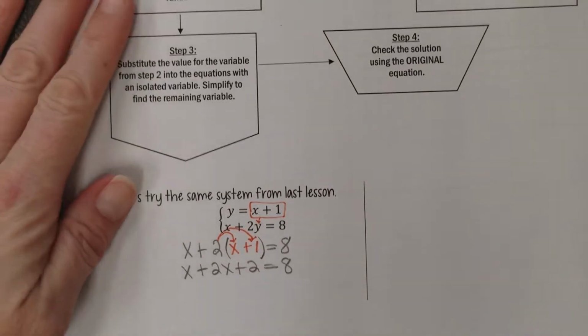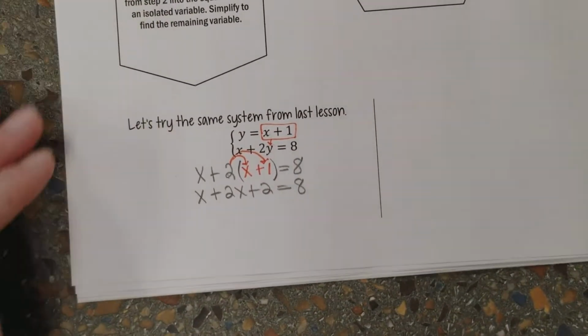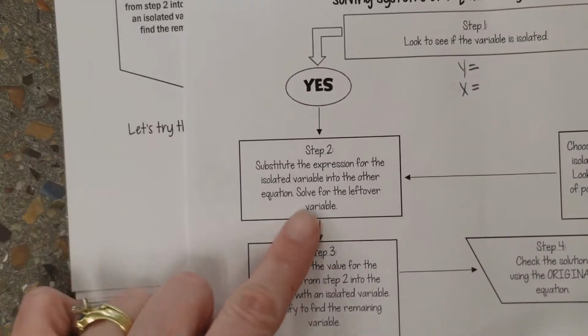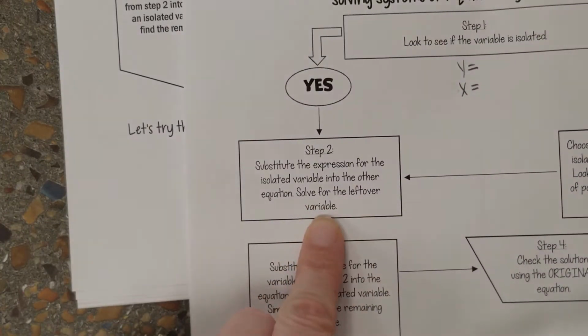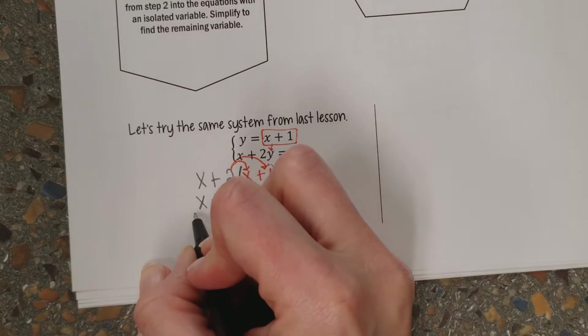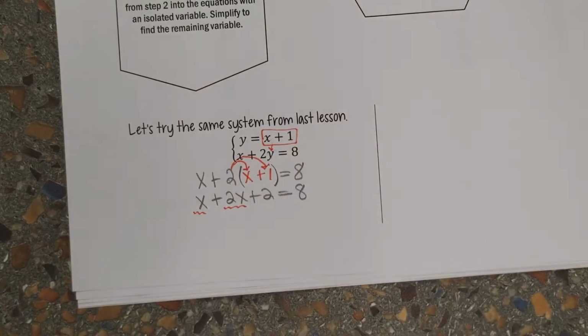Okay, so now what I need to do is combine like terms. I'm still on step 2. I'm solving for the leftover variable. That's what I'm doing right now. I'm solving for x. My leftover variable is x. So I'm going to combine like terms at this one and this one.